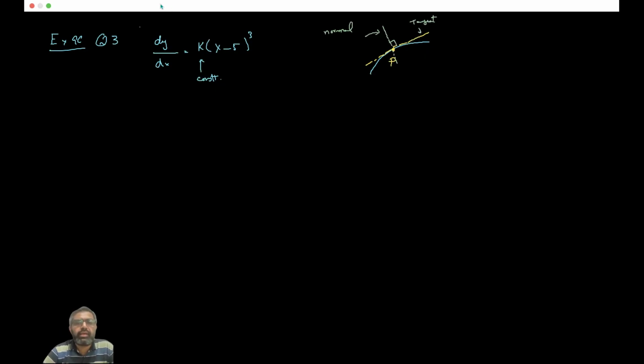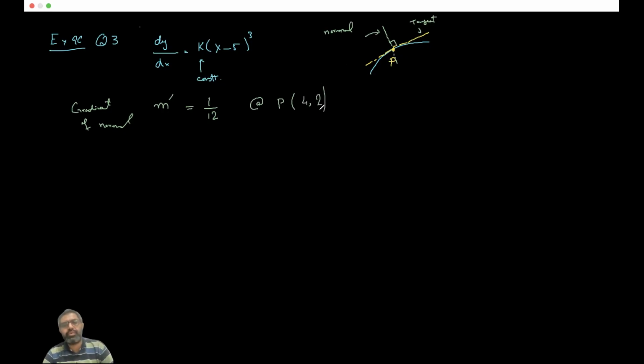So we are given the gradient of the normal. Let's call it m dash. So this is the gradient, slope of the normal, and this is equal to 1 over 12. Whenever we have a curve, it's important to know at which point we have this gradient. So the point is given at P, its coordinates are 4 and 2.